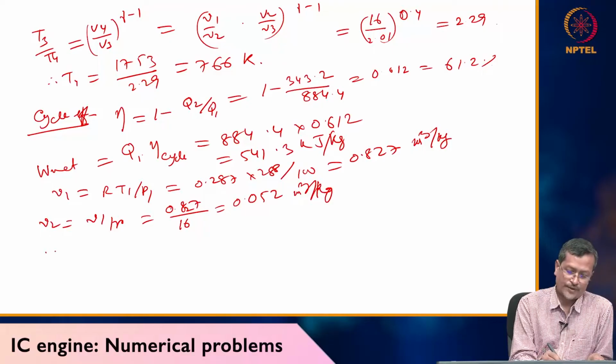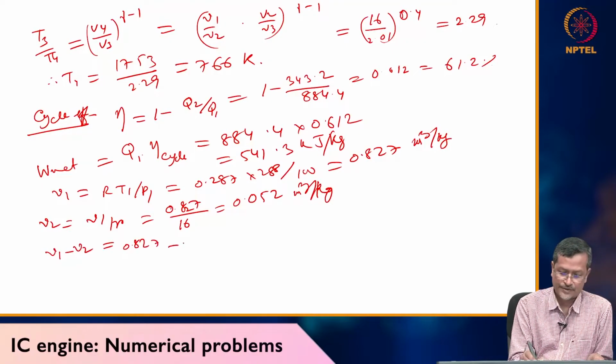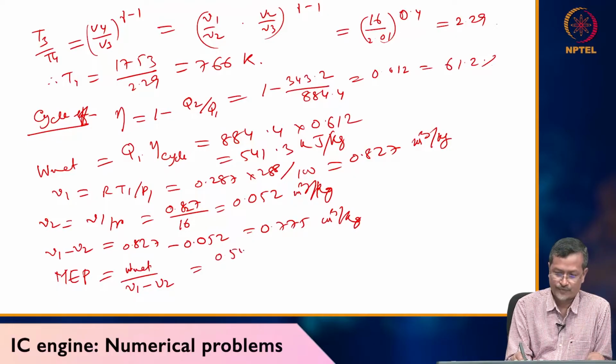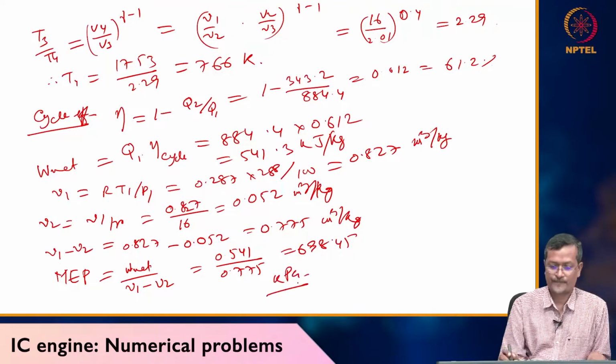Okay, now V1 minus V2 equals 0.827 minus 0.052 equals 0.775 meter cube per kg. So mean effective pressure MEP is W net divided by V1 minus V2, equals 0.541 divided by 0.775, equals 698.45 kPa. This is your answer.